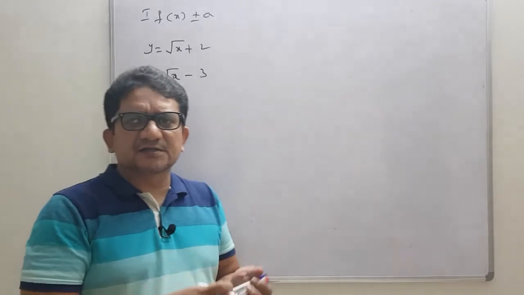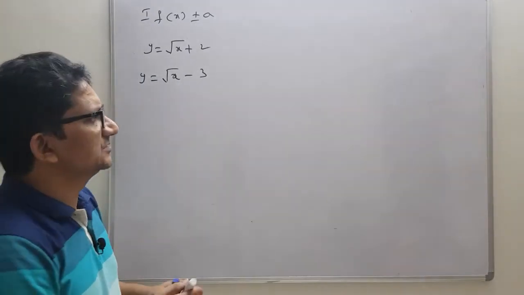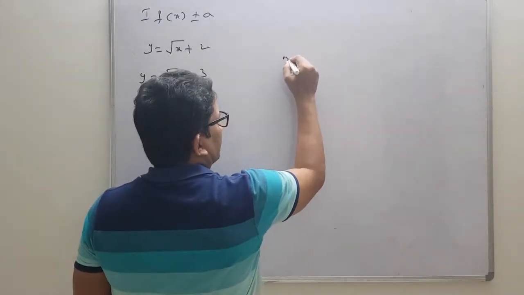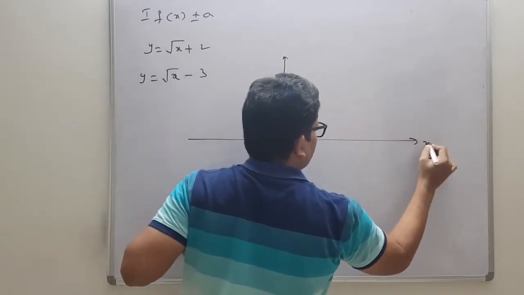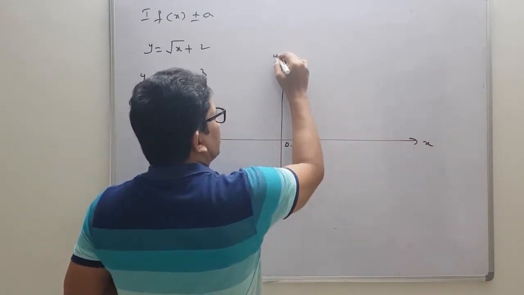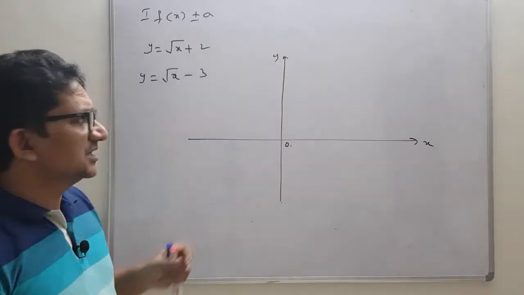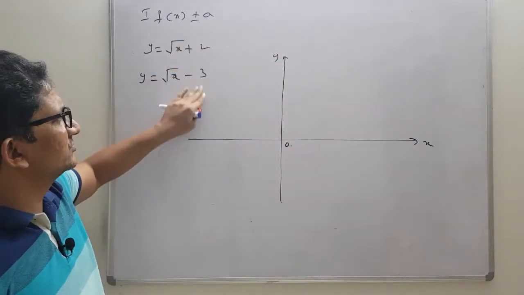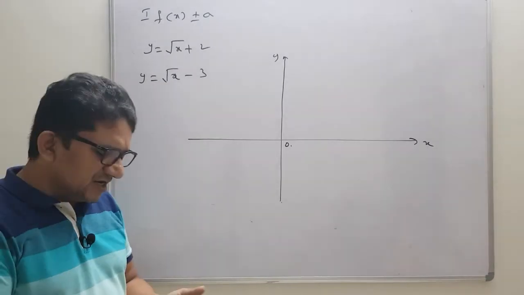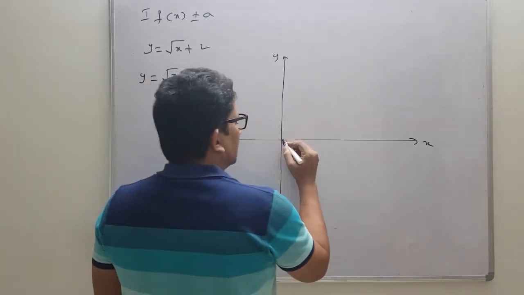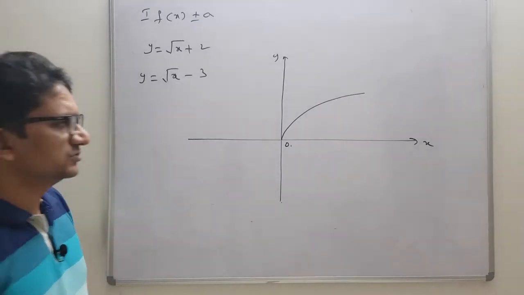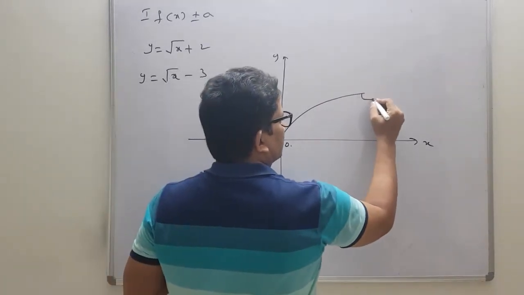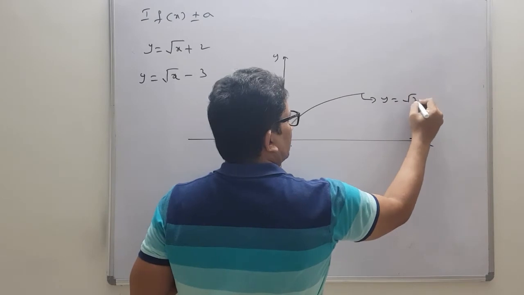Once you get the practice of the graphs, then you can also do it directly. See, here I will take axis. So always the basic graph first. The basic graph is what? If you forget about this plus 2 and minus 3, root x. y equals root x, we know that it will be like this type, some graph like this. So this is y equals root x.